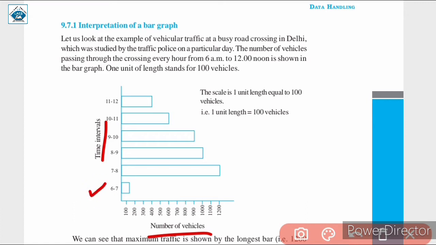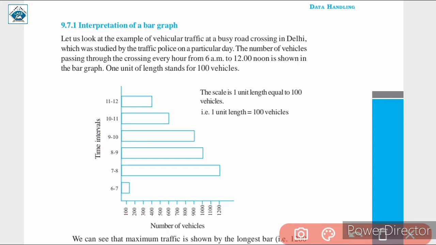So time interval 6 to 7 के बीच में यहाँ पर ये जो बार ड्रॉ किया है, इसका लेंथ रिप्रेजेंट करता है the number 100 को. तो नंबर ऑफ व्हीकल्स क्या है? 100 है. कौन से टाइम इंटरवल के लिए? For 6 to 7. In this way we can read a bar graph.